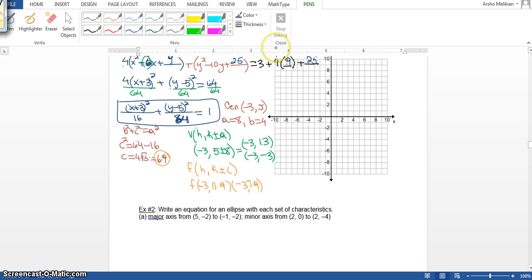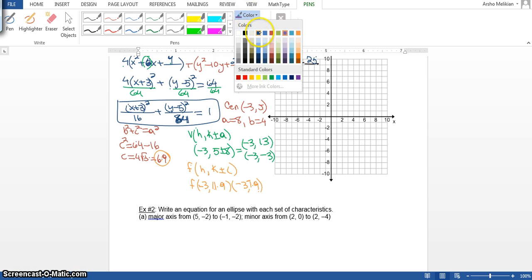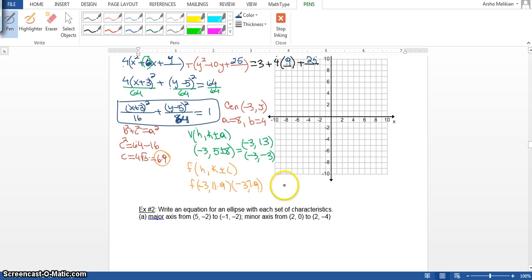Okay, the covertex will be on the opposite axis. So this time we're going to add to the H. So it's going to be, for the covertex, it's going to be H plus or minus B, comma K. So -3 plus or minus 4, comma 5. Okay, -3 plus 4, that gives you 1, comma 5. -3 minus 4, -7, comma 5.